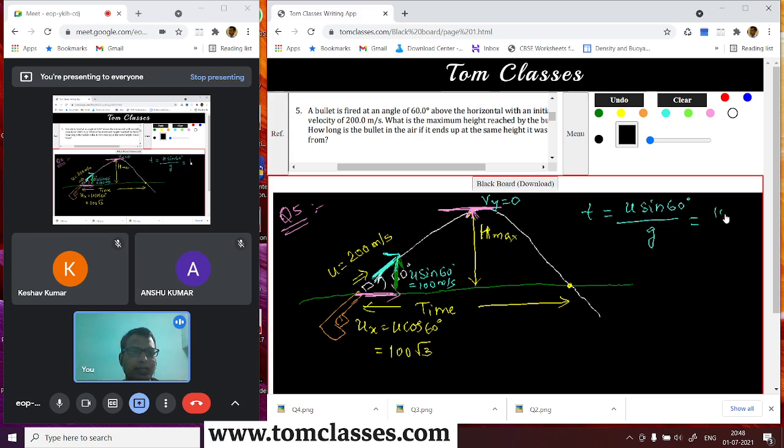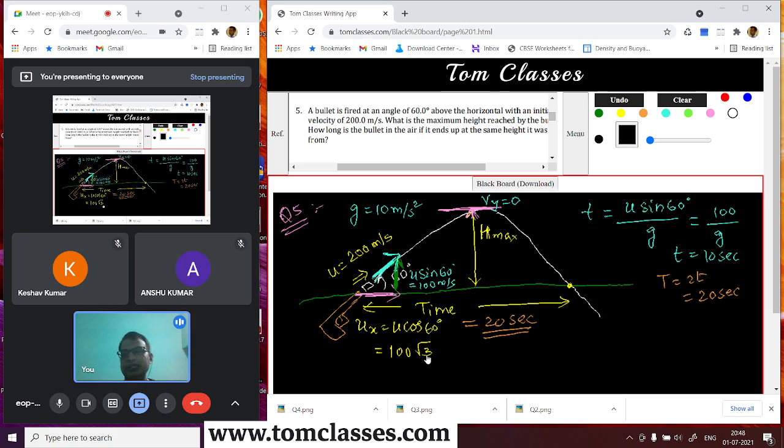So how much is this value? That is 100 by, let's take g as 10 meter per second square. So this time will be 10 seconds. So it will take 10 seconds to reach the maximum height, and the total time t is equal to 2t, that is equal to 20 seconds. So this is the 20 seconds for which the bullet will be in the air, right?